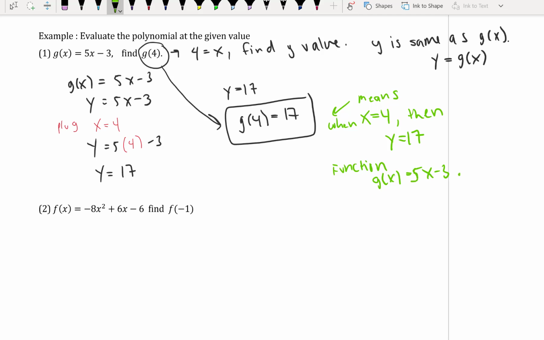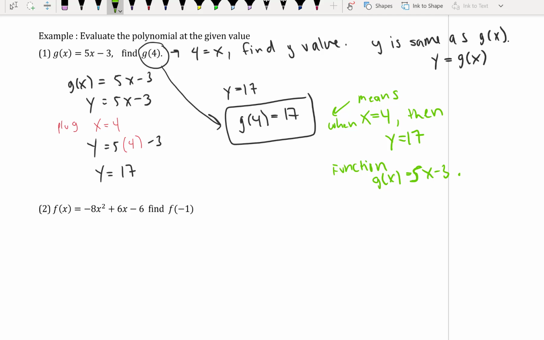Now you don't have to write all that, but I just wanted to give you a heads up on what that actually means. We get so mechanical in math that we forget what we're actually communicating. And this is what we're communicating: when x is equal to 4, that's the value that I plugged into the equation, then the y value that I got out was 17.